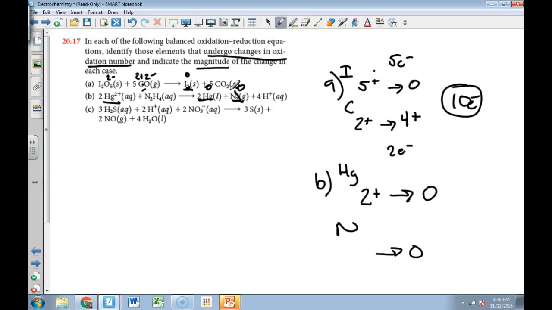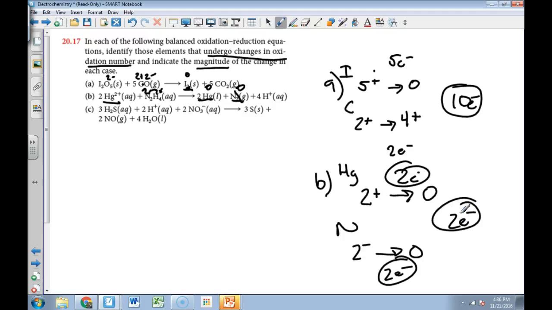But nitrogen here, that's 1 plus, because it's going to stay the same there. So this must be 2 minus. And that's being oxidized. The charge is going up. It's losing electrons. So how many electrons are being transferred? This is 2 electrons. This is 2 electrons. So the number of electrons is 2. I think that's the magnitude of the change there.